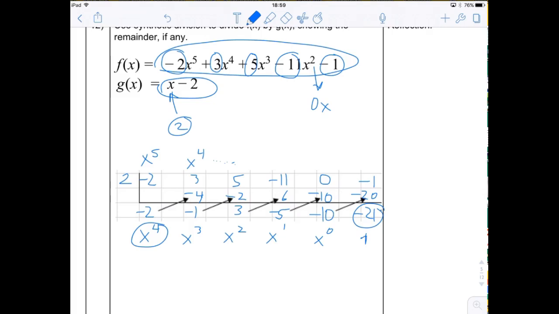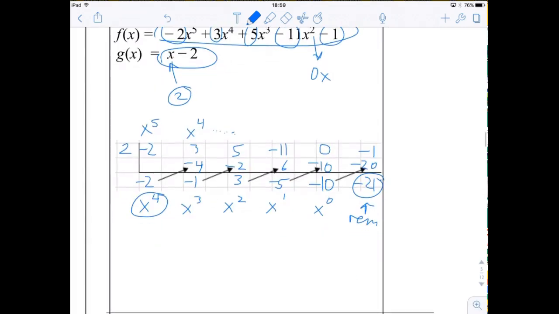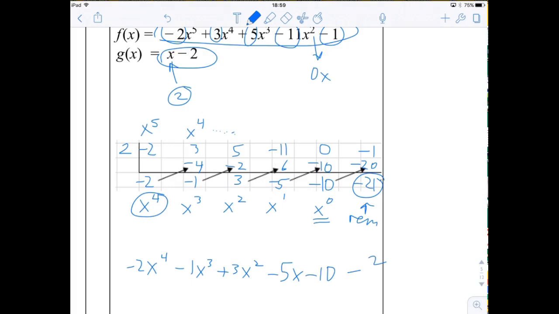And like this will be what we call the remainder term. And let me show you how you write it out. So it's going to be -2x to the fourth, -1x to the third, plus 3x squared minus 5x and minus 10, and x to the 0 is just 1, so I don't need to write it. And then I write minus 21 divided by the denominator, which is x minus 2. And that's how I write the remainder. Okay?